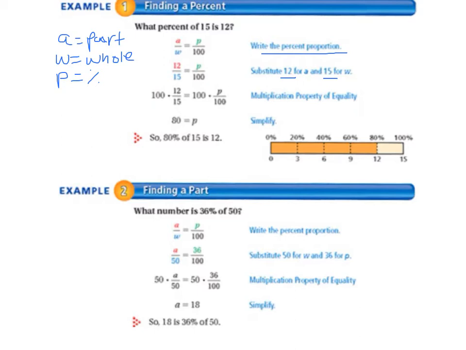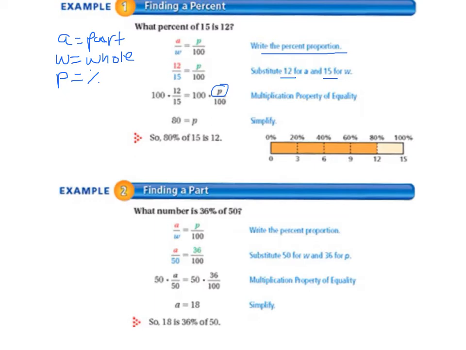And then we just solve this like any other proportion. So we're solving for P, and we're going to use our multiplication property of equality, which allows us to get rid of the 100 on both sides. So we're just multiplying both sides by 100, and when we do that, it gets P by itself and gives us an 80. So P equals 80. So 80% of 15 is 12.